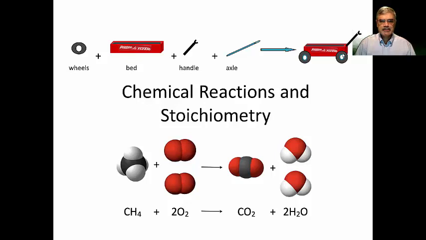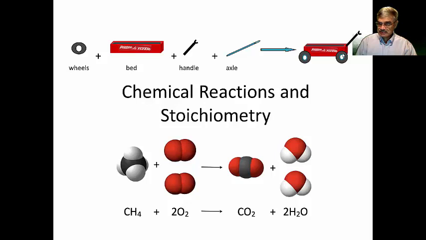Hello students, we now begin our next chapter on chemical reactions and stoichiometry. Wheels, beds, handles, axles. What does this have to do with chemical reactions? We shall see that the process of assembling a wagon from its components is very much like the way we produce products in chemical reactions by having different reactants come together, changing the way the atoms are bonded to one another to arrive at products.